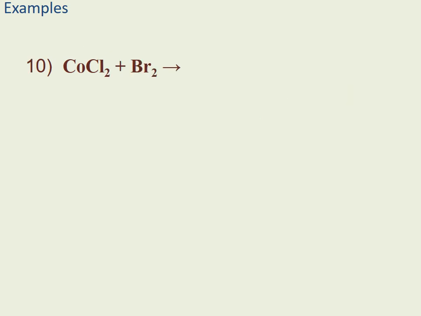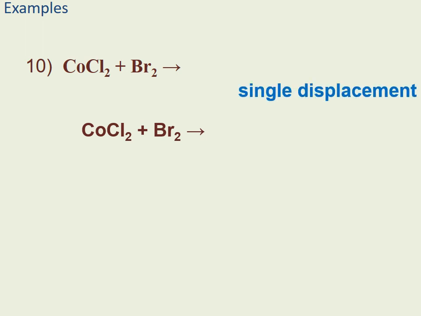Example 10, I have CoCl2 reacting with bromine. CoCl2 is a pair, bromine's by itself, so this is single displacement. Again, cobalt can take a 2 or a 3, so we look at the chloride to determine what the charge on cobalt is. Chloride has a -1, so since I have a -2 charge on the back of cobalt chloride, that cobalt is taking a +2 charge.